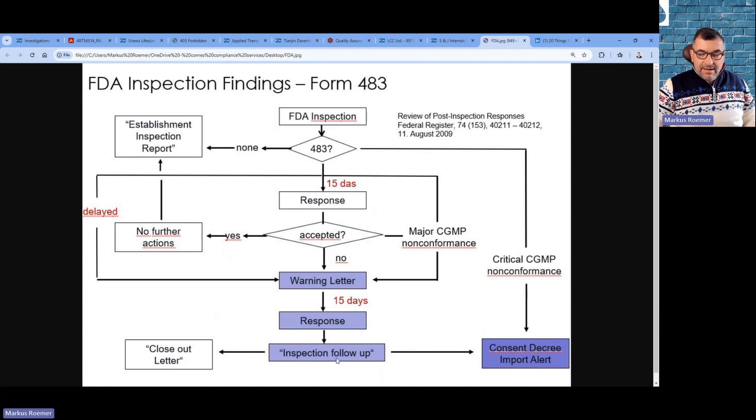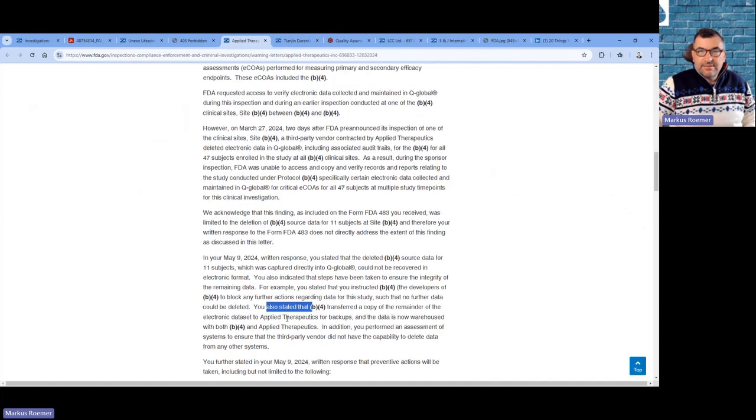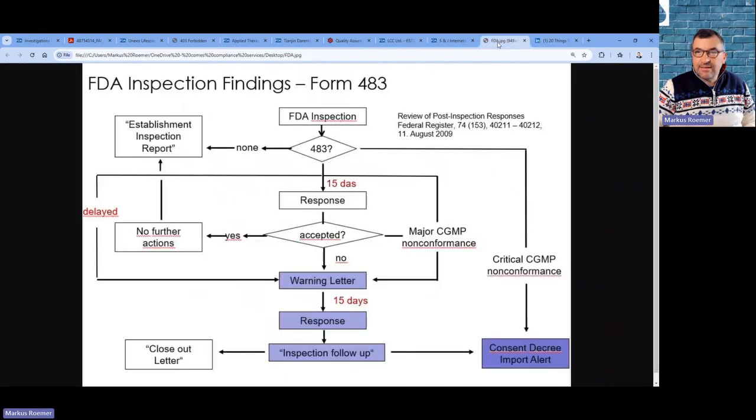And finally, there could also be other inspection follow-ups, a consent decree, import alert, and so on. These things could be done directly if it is critical CGMP non-conformances observations. And then finally, the closeout letter. Just to have a little bit an overview on what is happening. I'm not sure even if we look on this one where data transferring copy of the reminder for backups. You cannot answer something like this in this way.